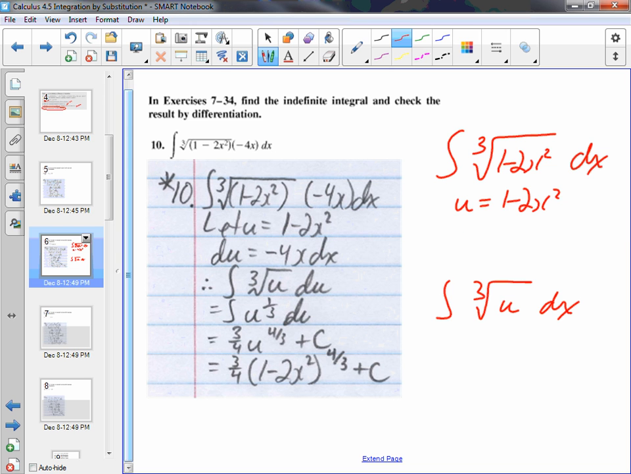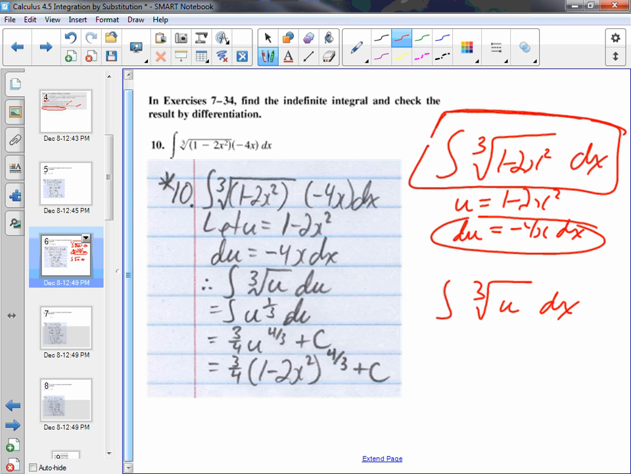Okay? So you say, okay, well then just go back up here and you do du equals negative 4x, and maybe you remember a dx, maybe you don't. But the point is, so what? I don't have a negative 4x dx to replace. I can't do a substitution to get rid. You see what I'm saying? It's incomplete. That's a problem.